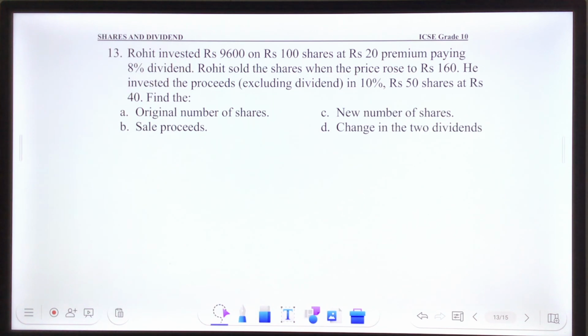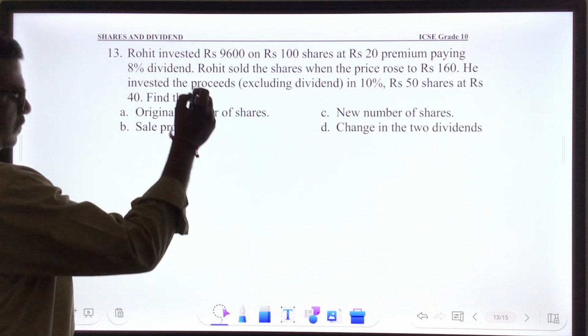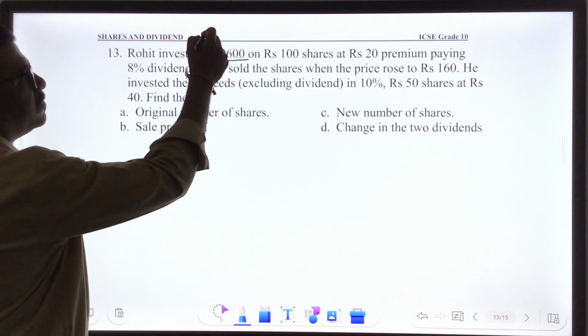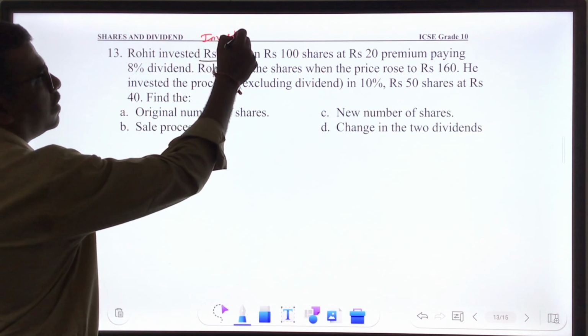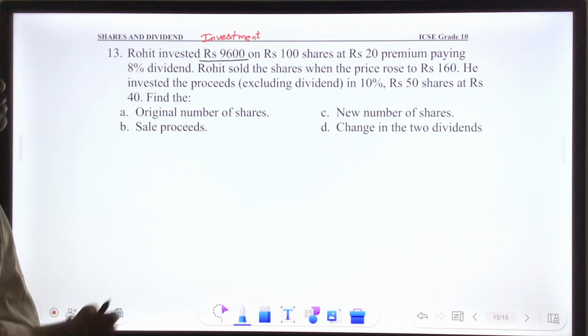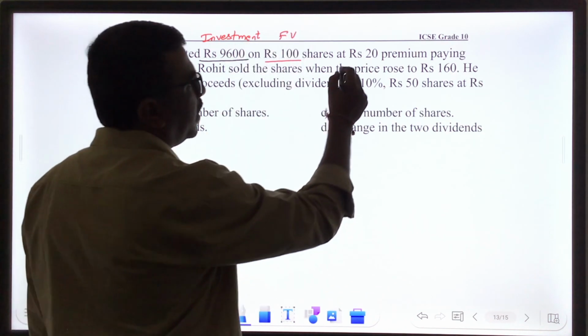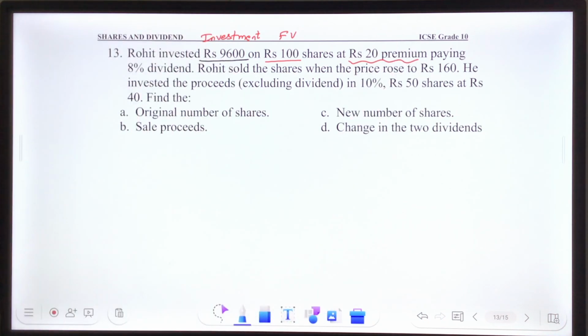Find first one, original number of shares. Second, sale proceeds. Third, new number of shares. And fourth, change in the two dividends. So here, Rohit is investing rupees 9,600 in company A. The face value of the shares is rupees 100 and the market value is at 20 rupees premium.